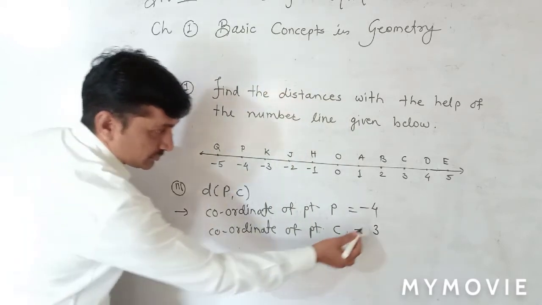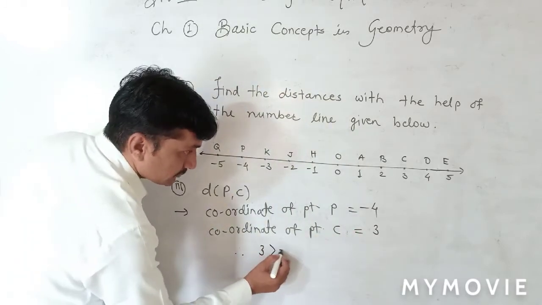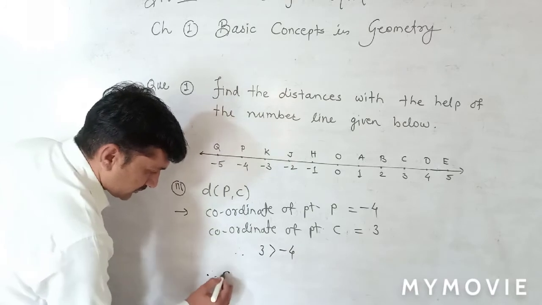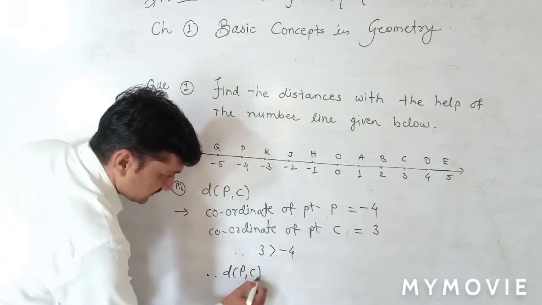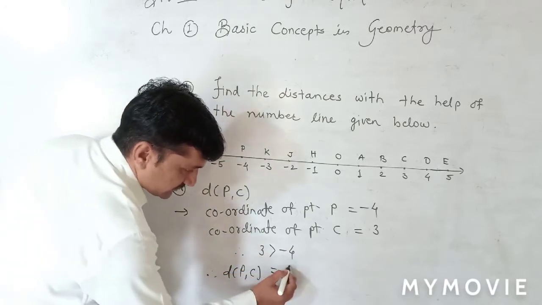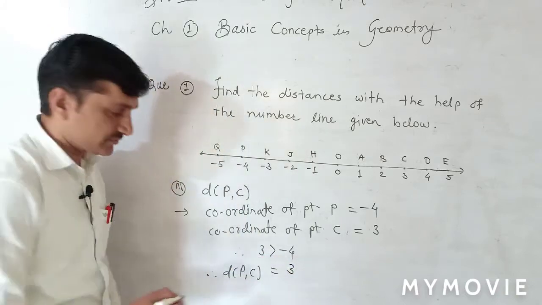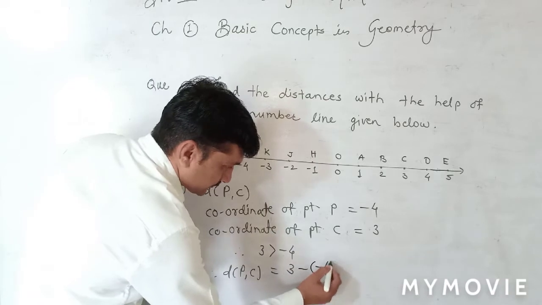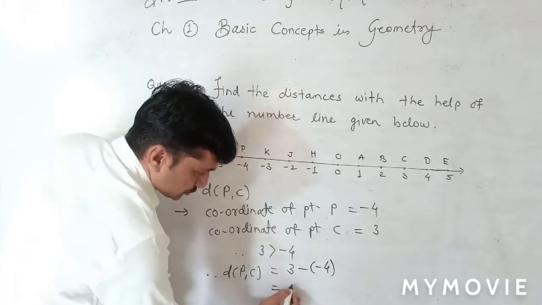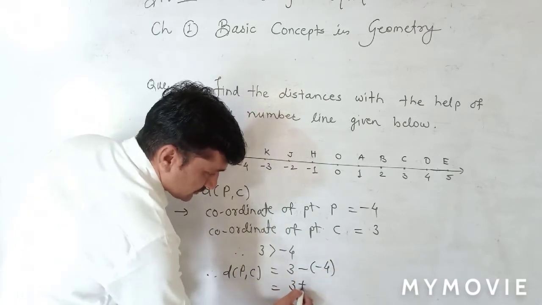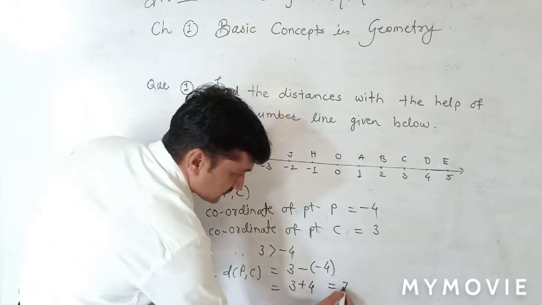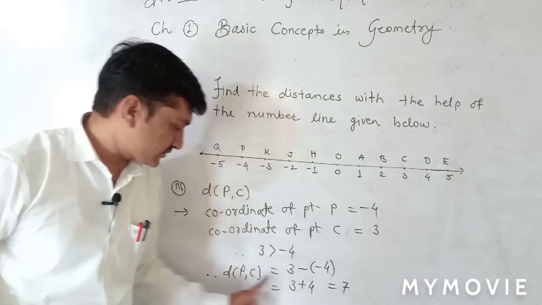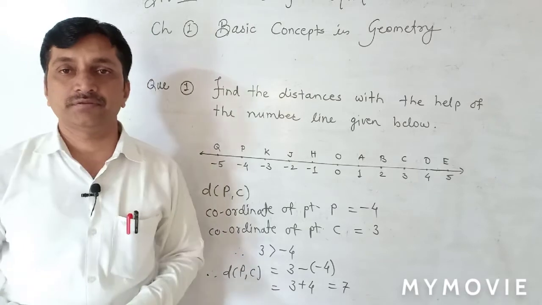Therefore now comparison, 3 is greater than minus 4, and therefore distance between P and C is equal to the greater number, which is 3, bigger coordinate is 3, minus for subtraction, and smaller is minus 4, is equal to 3 minus minus plus 4, and addition is 7. 7 is the distance between these 2 points P and C.